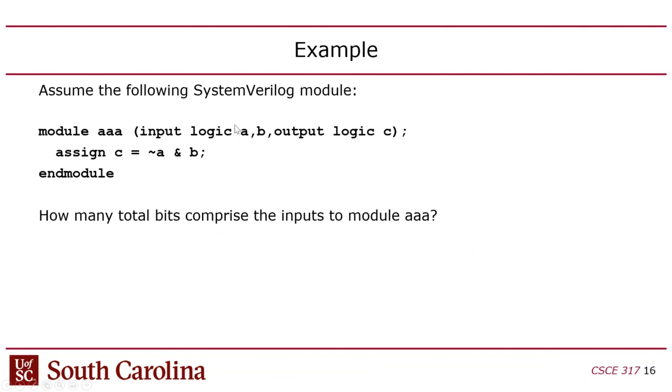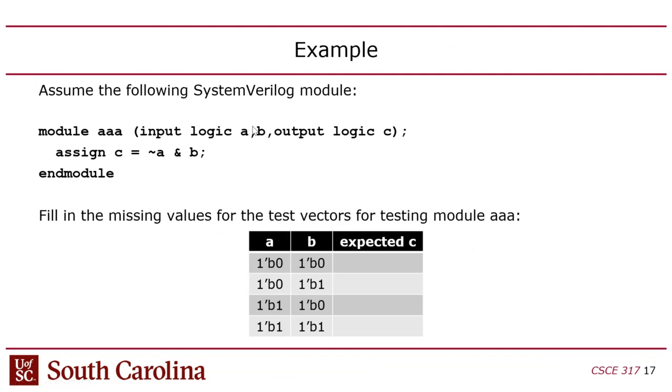There's no brackets here, so if A and B were multi-bit signals, then there would be the bit ranges between logic and A here. And then the next example is the same module, but fill in the missing values for the test vectors. Now I didn't talk about test vectors much other than to say that they are inputs and expected outputs for testing a module.